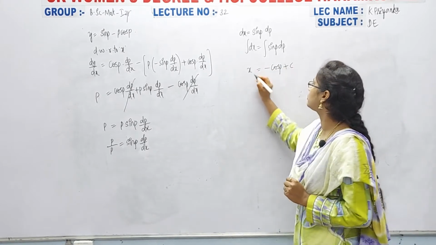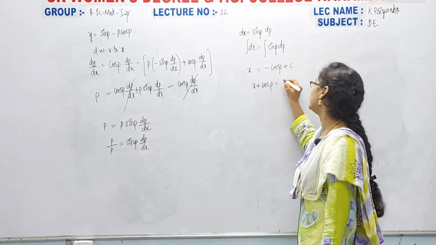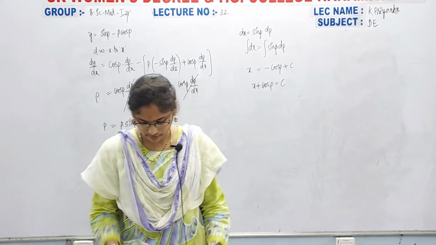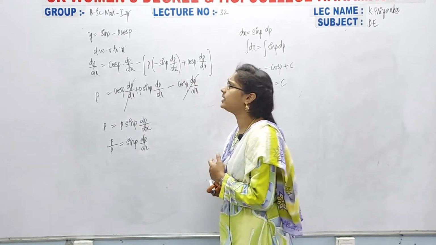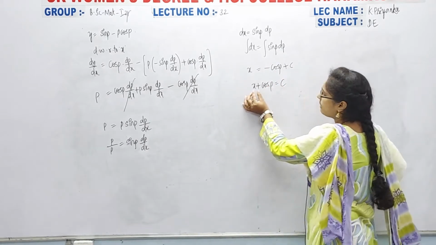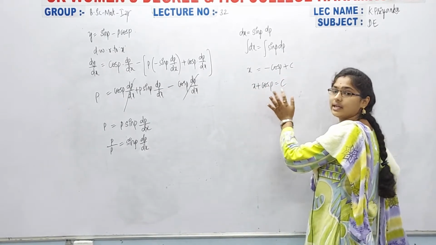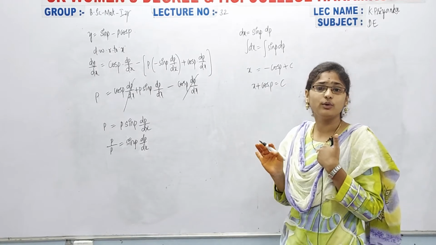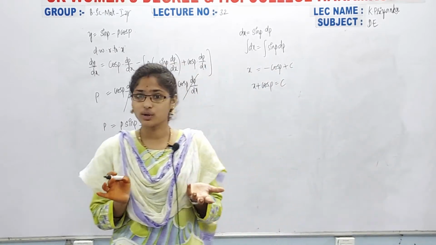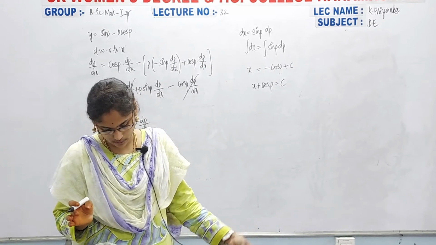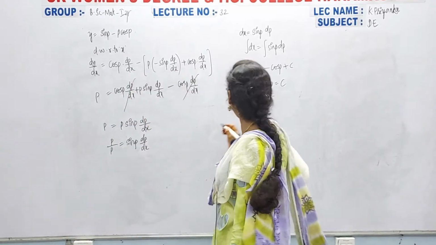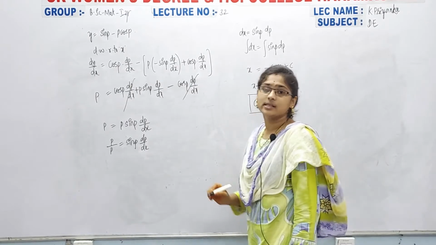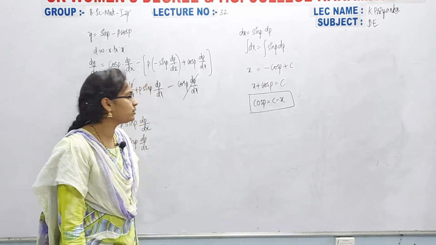Now can I take this value to this side: x plus cos p equal to c. Actually here we have to calculate the value of p. Here we have x and cos p, and we have to calculate the value of p only. Then cos p is equal to c minus x. If I want to know the value of p, I have to apply the cos inverse on both sides. So this is the equation I have, that is cos p is equal to c minus x.